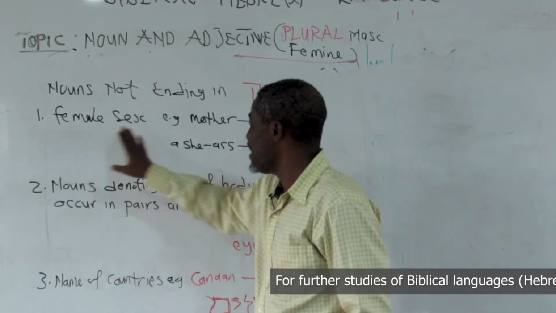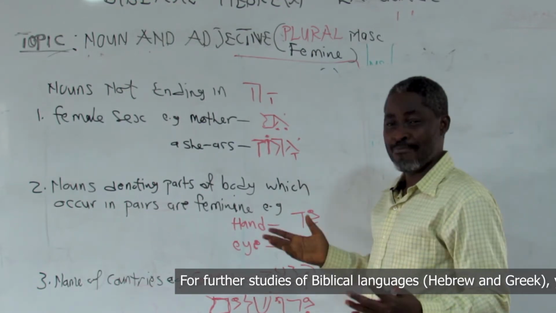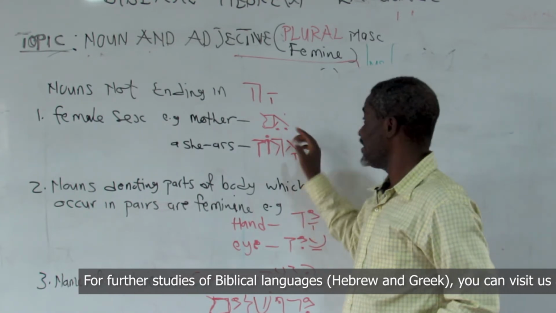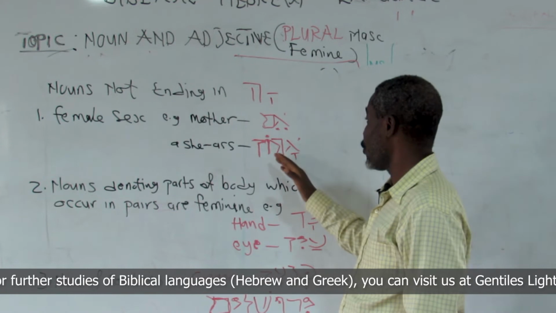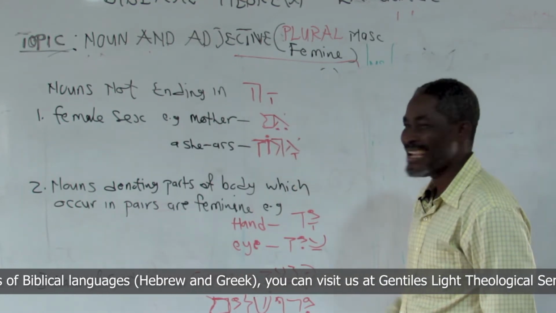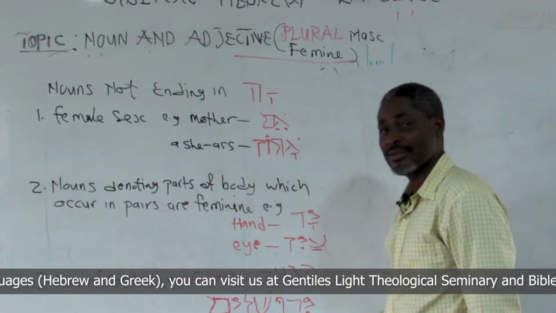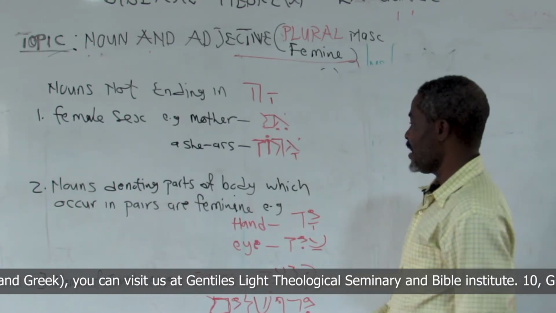The first one is female sex. The female sex, like em, a mother, is already feminine, so it doesn't have to end in kamets he. Or ishah, which is called aton, a she-ass. A mother is em. When you see the ending is not kamets he, we know it's already feminine. Aton is already feminine, so it doesn't have to end in kamets he.